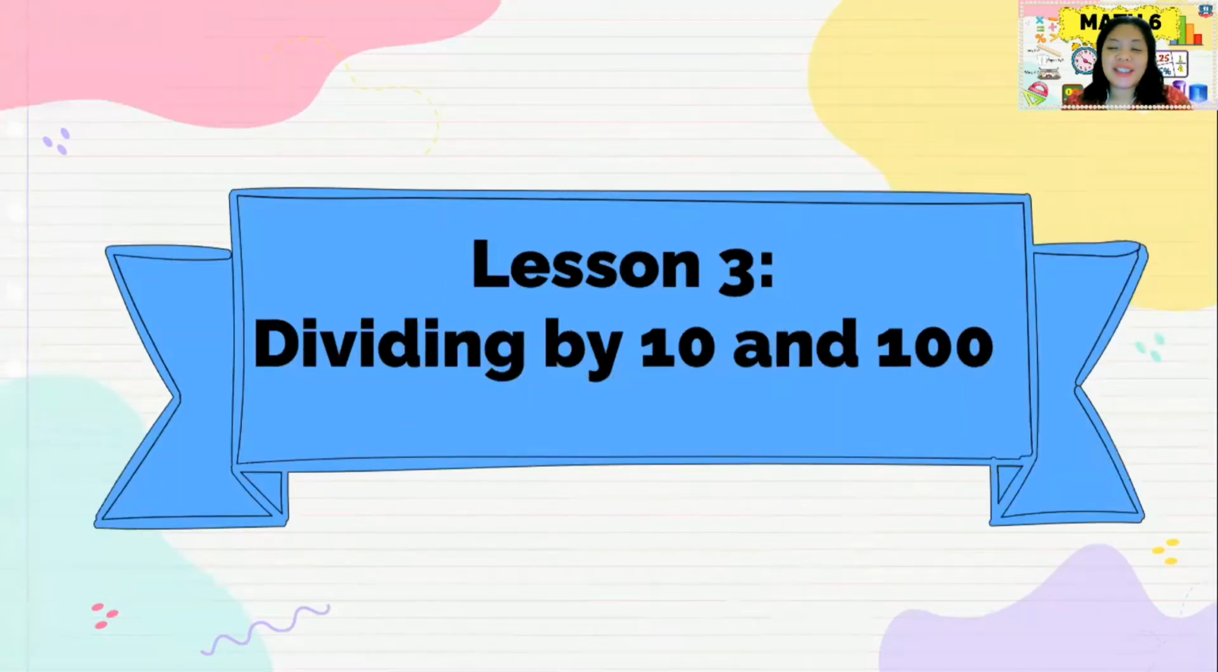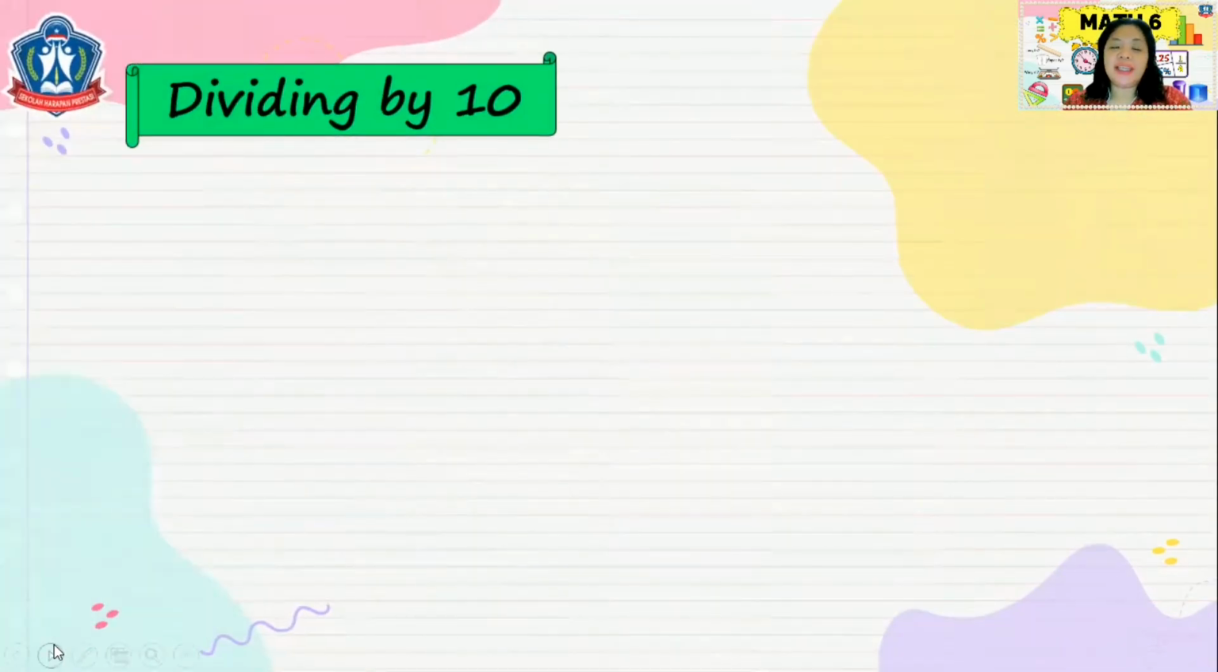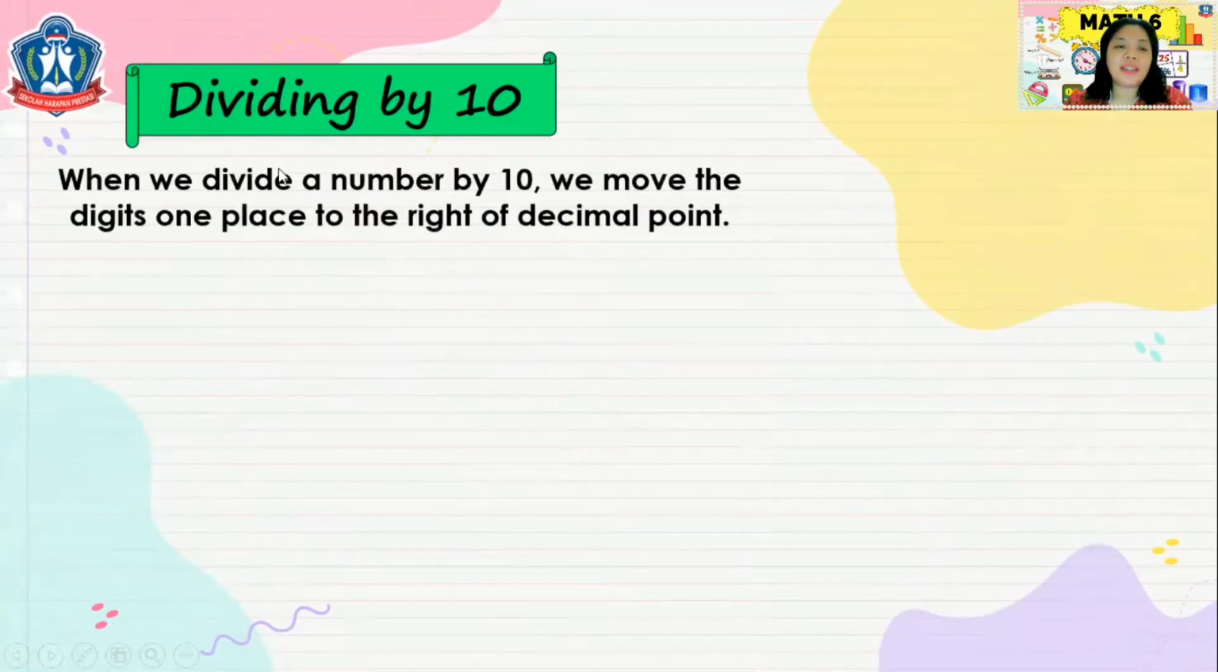Now let's go to lesson 3 about dividing decimals by 10 and 100. So this is the rule in dividing decimals by 10. When we divide a number by 10, we move the digits one place to the right of the decimal point. So it means we will move the decimal point to the left and we move the digit to the right.